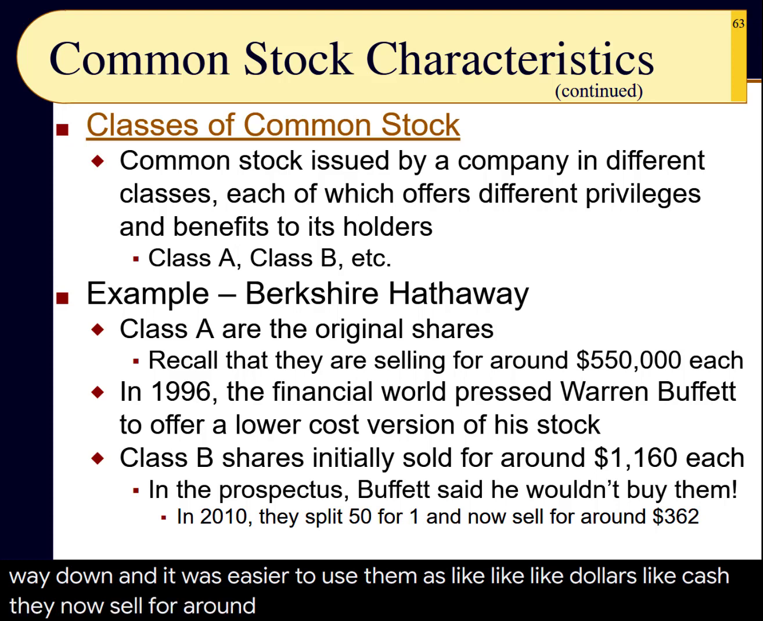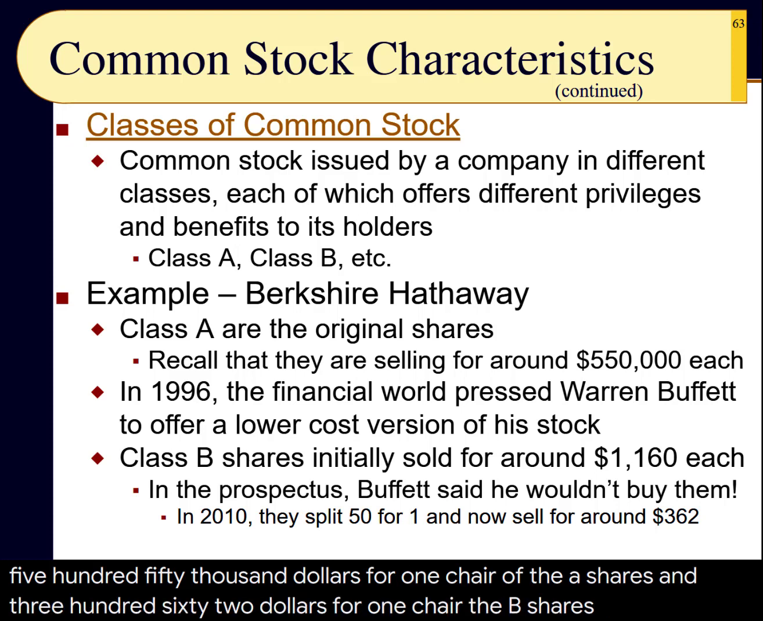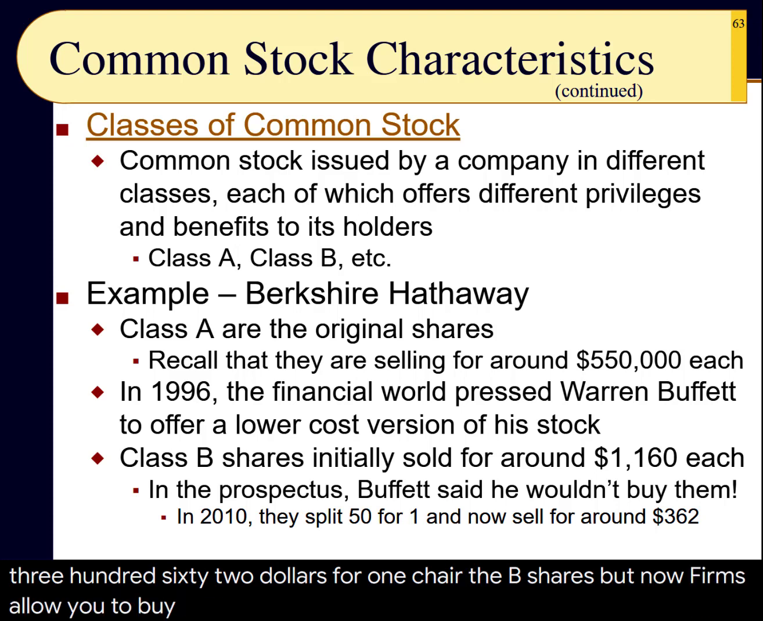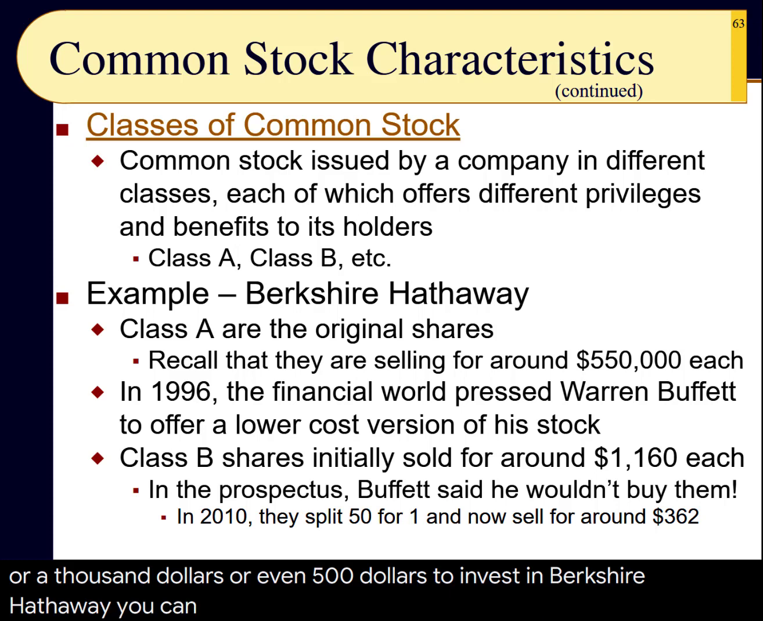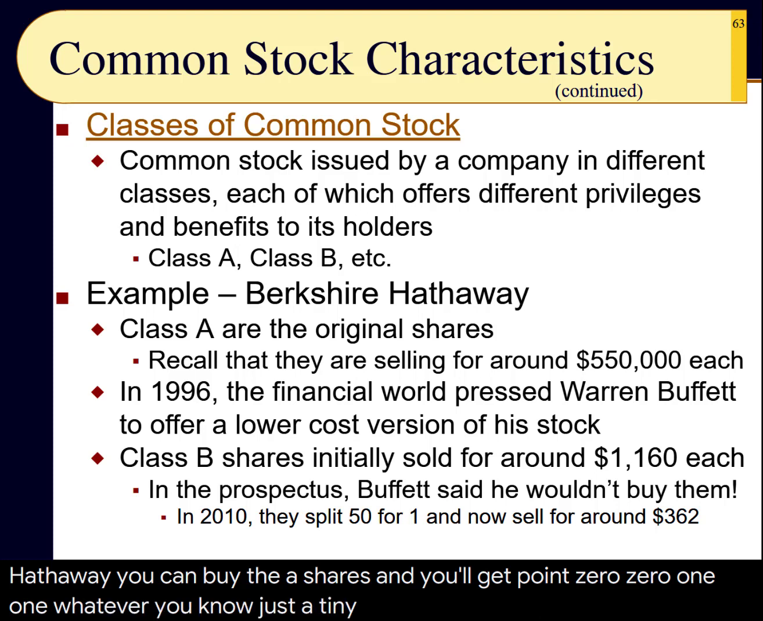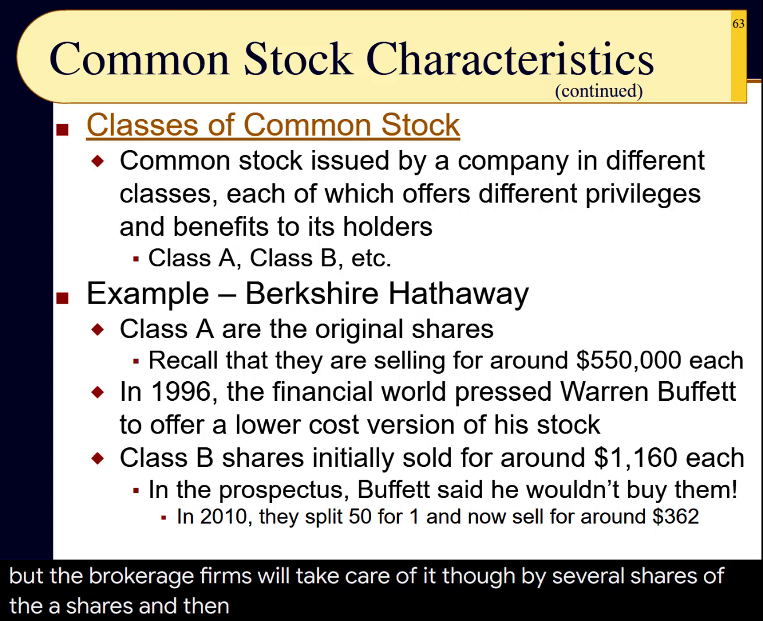They now sell for around $362. So obviously, $550,000 for 1 share of the A shares and $362 for 1 share of the B shares. But now, many brokerage firms allow you to buy fractional shares. So say you have $2,000 or $1,000 or even $500 to invest in Berkshire Hathaway. You can buy the A shares and you'll get 0.0011 whatever, just a tiny little piece of the shares, but the brokerage firms will take care of it. They'll buy several shares of the A shares, and then they'll do all the accounting work.